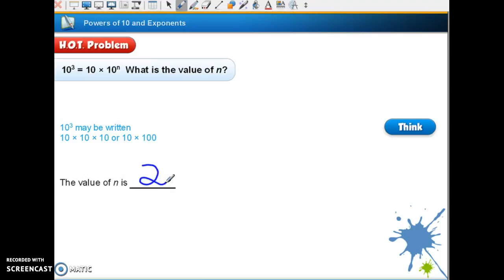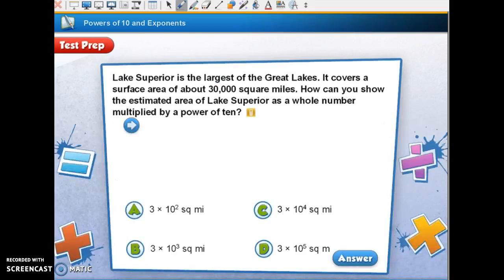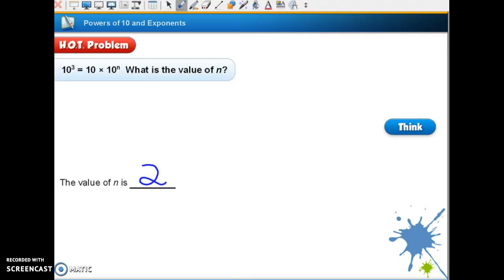The value of n is 2. 10 to the third may be written as 10 times 10 times 10 or 10 times 100. Trying to get back to where the problem is. Up there, n. So 10 to the third, here's one of them, right? So how many more do we need here?